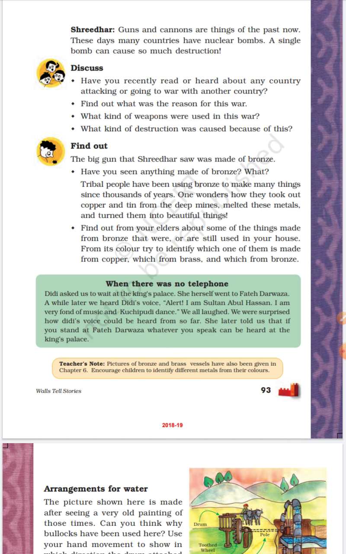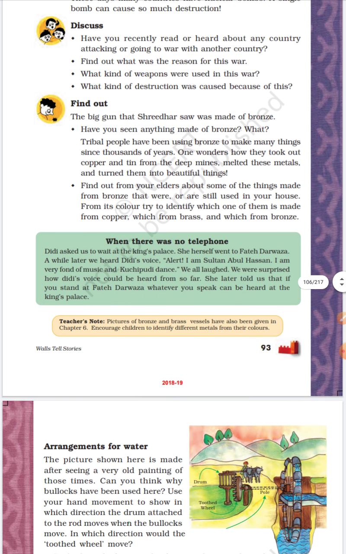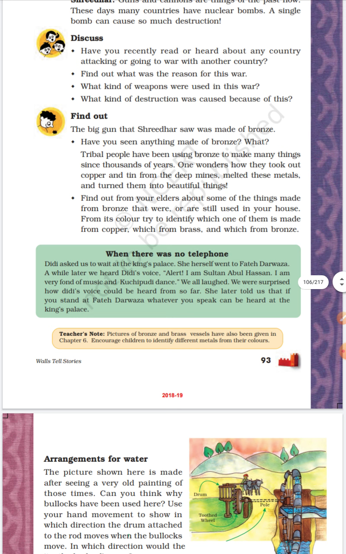She later told us that if you stand at Fateh Darwaza, whatever you speak, you can hear at the king's place. Means they had some setting, some technique. For example, in those days, we can echo sound, right? Sound can come 2 to 3 times after we speak, right?